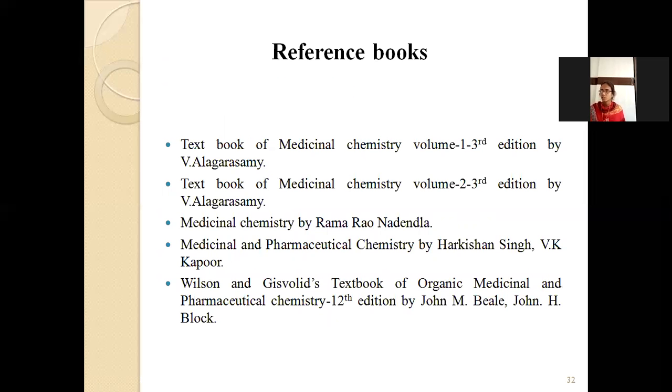So these are the drugs which come under congestive heart failure, and these are the reference books that should be followed for the congestive heart failure topic. So these are the reference books.